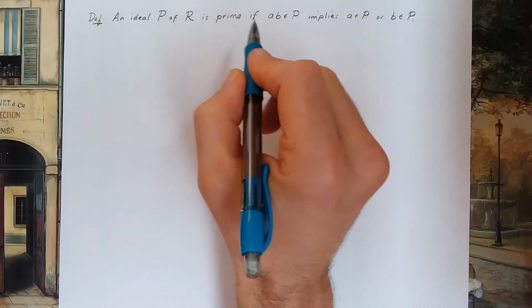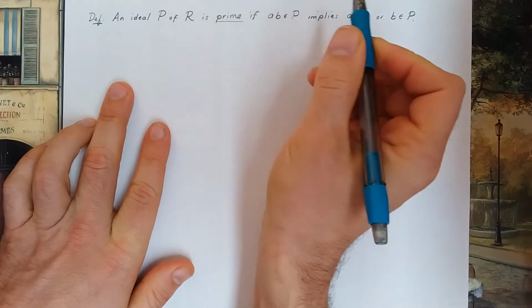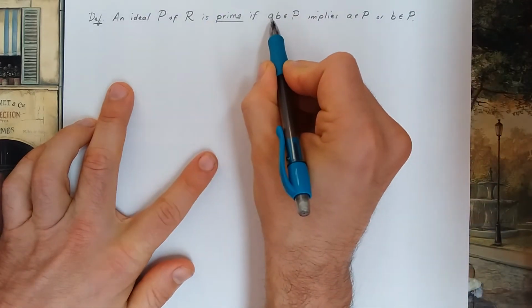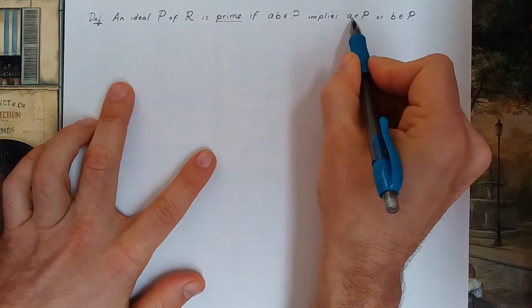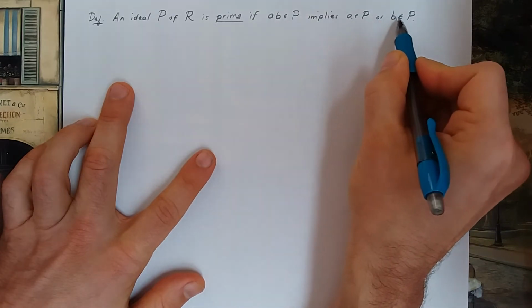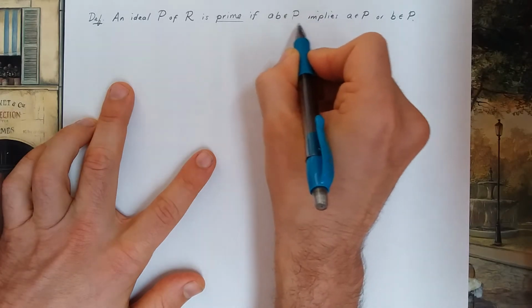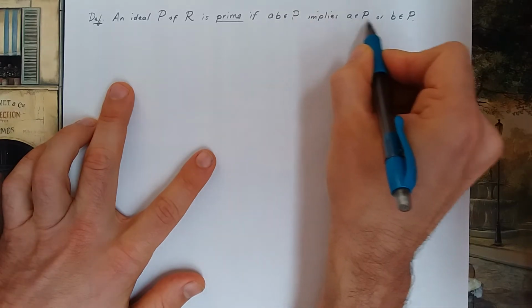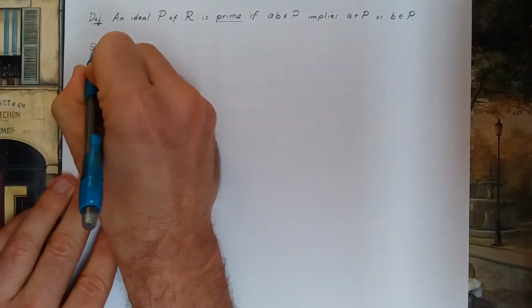So let's look at prime ideals. An ideal P of R is prime if a times b in P must mean that you started with either a in P or b in P. So when you multiply two elements and land in your ideal, you must have started with one of those elements in the ideal. So let's do an example.